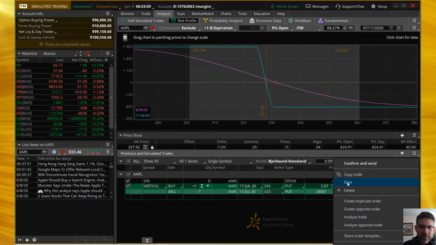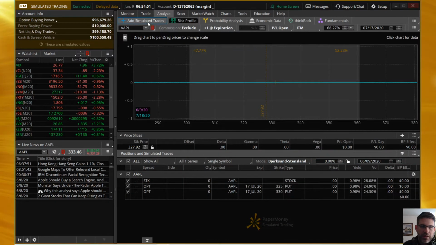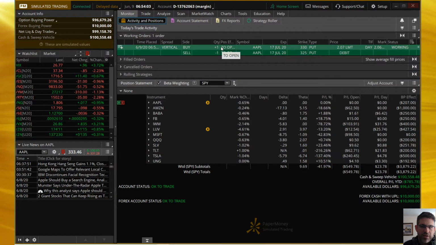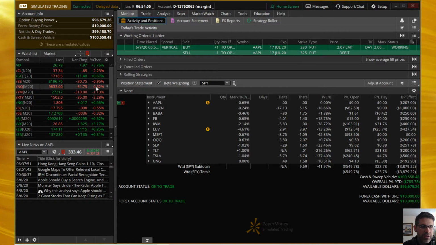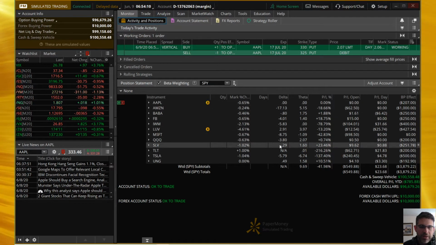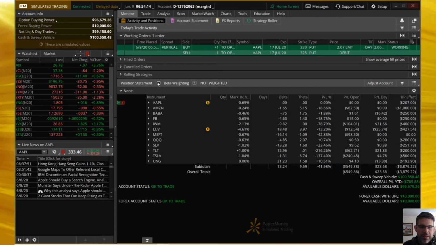I'm going to right-click on this, choose confirm and send, hit send. That'll head on over to my working orders today. And if the market continues a little bit downward like it would today, it's not calculating my delta for me, but I can tell you its beta weighted delta is going to be negative, even though you see here, if it's not weighted, it looks like it's a positive one.